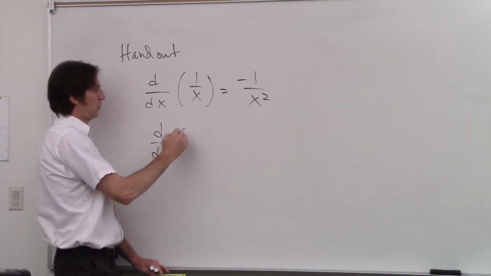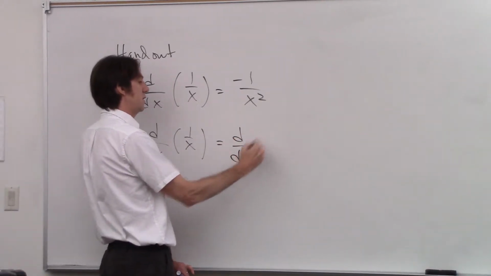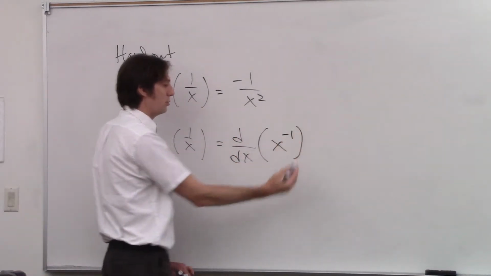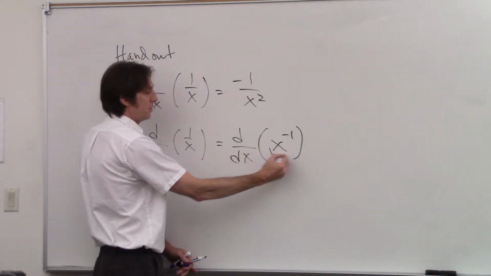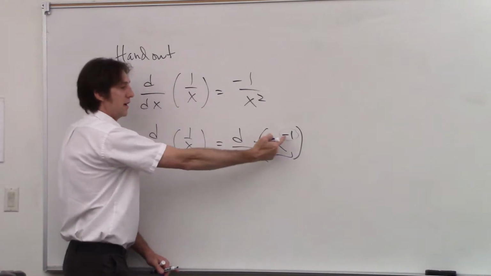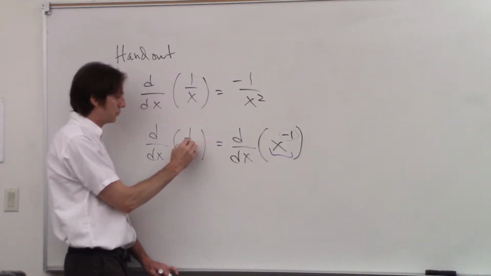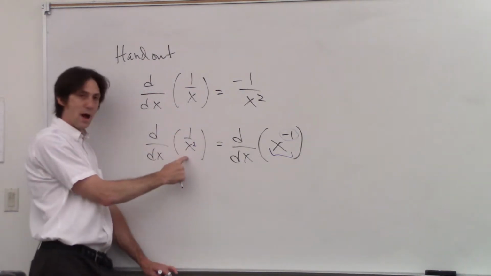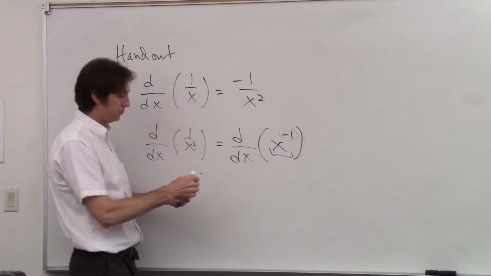d dx of 1 over x is d dx of x to the negative 1 power. Right, because I know that when I have the negative 1 power, that tells me to put the x in the denominator to the 1st power. In other words, 1 over x is really a power function, x to the minus 1.